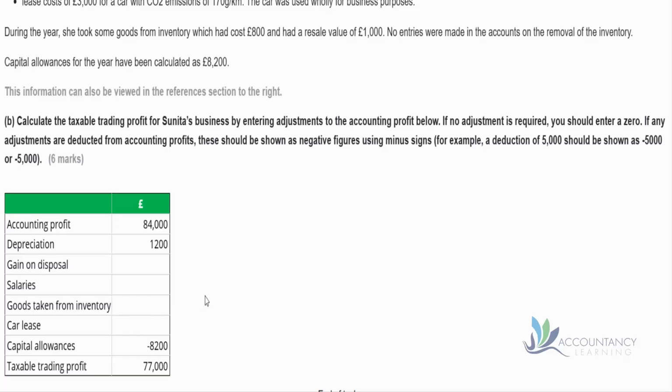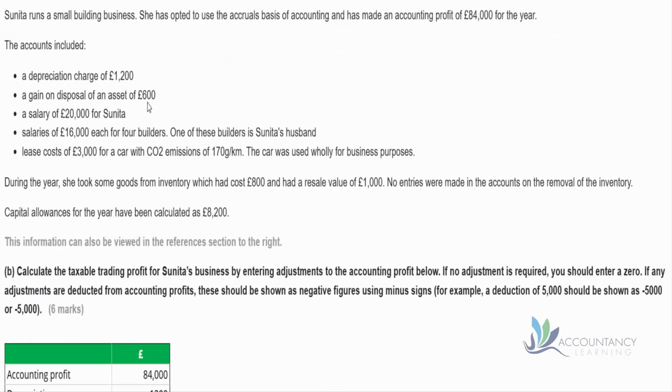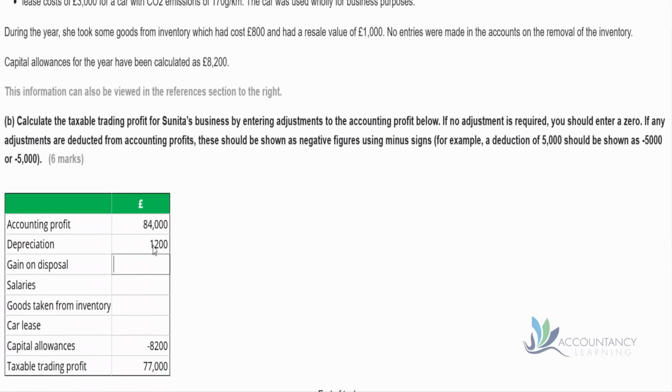Next we have the gain on disposal. So this would be treated as a capital gain. It would be treated with capital gains tax rather than through trading profits, and therefore the gain needs to be adjusted. So a gain would be added to profit. So now when we're making this adjustment, we need to deduct it. So let's remind ourselves of what the number was. Here we had a gain on disposal of 600. So we need to take away 600. We need to take away that gain so we come back to its trading profits.